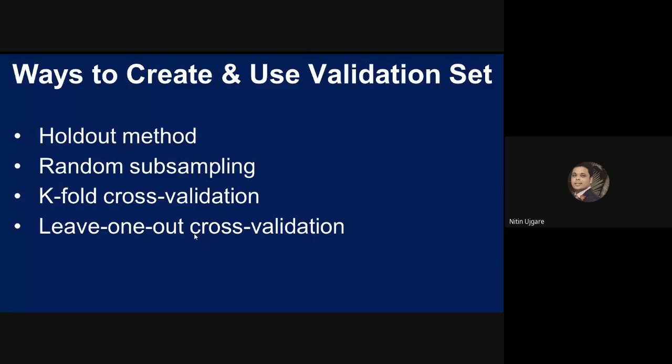So what are the different ways to create and use the validation set, right? This was the question which I had asked in yesterday's lecture. In total there are four cross validation techniques. The first cross validation technique is the holdout method. Second is random subsampling. Third is k-fold cross validation, which we have already discussed in yesterday's lecture. The technique that I discussed in yesterday's session was basically k-fold cross validation. And the last cross validation technique is leave one out cross validation.